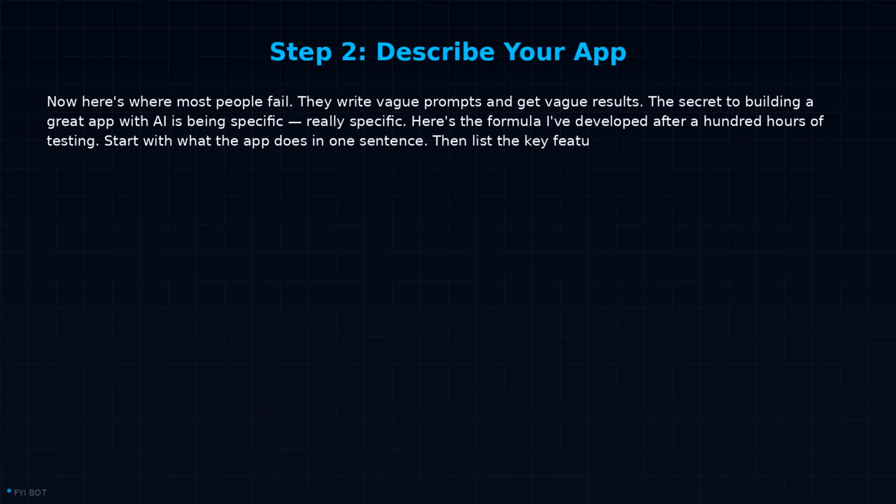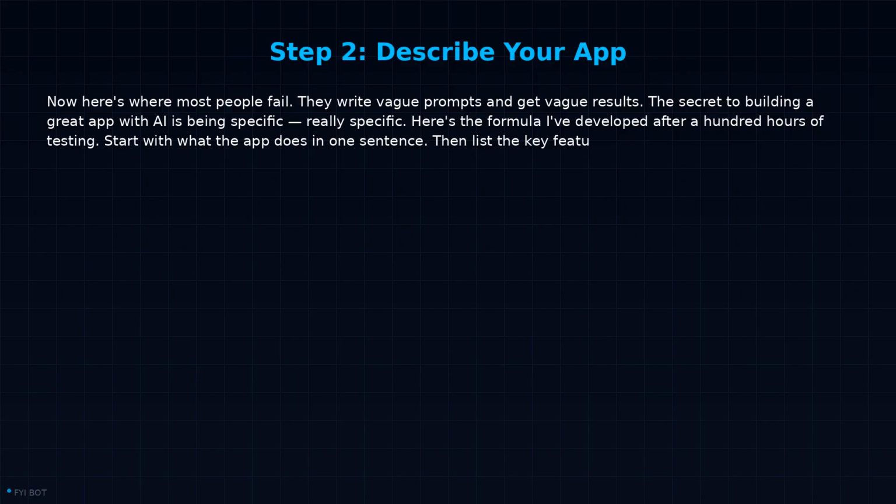Start with what the app does in one sentence, then list the key features as bullet points, then describe the design style, then specify any integrations you need. For example, instead of saying build me a task manager, say this: build a task management app for a small marketing team. Features should include a dashboard with task cards organized by status, to do, in progress, and done. Each task should have a title, description, due date, and assignee.